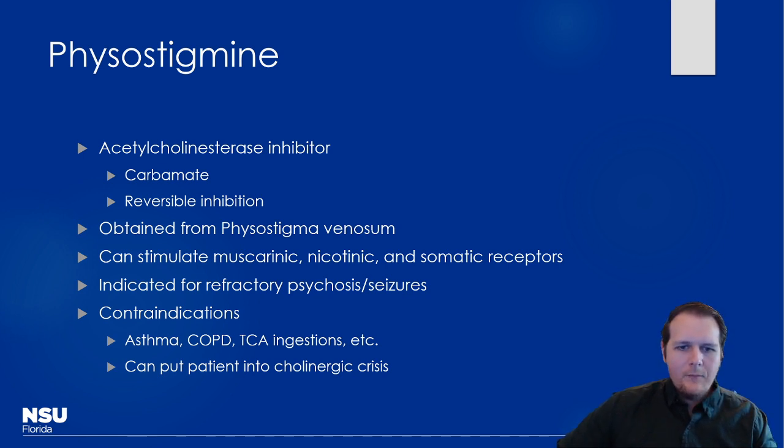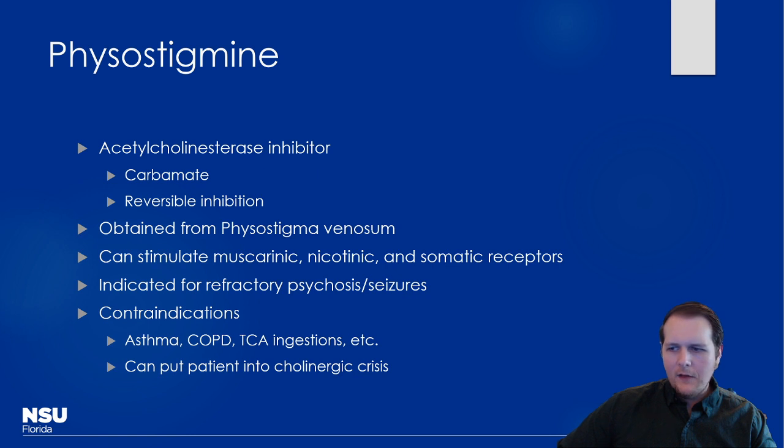So typically we give this if they're having refractory seizures, or they're having severe psychosis that's not being managed with benzos, or maybe if they're having say an arrhythmia, a tachyarrhythmia we need to treat, that we can sometimes use that. And we don't like to use this for a lot of cases, mainly because in some patients the cholinergic excess may be too problematic. So if they have asthma or COPD, that could induce an attack there. TCA ingestions, there's been some negative effects.